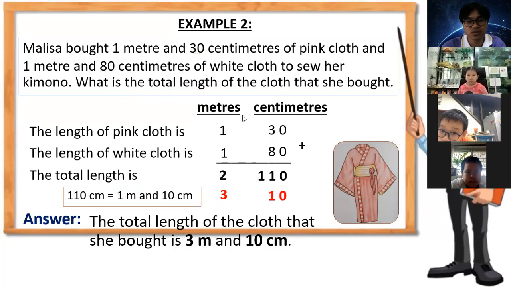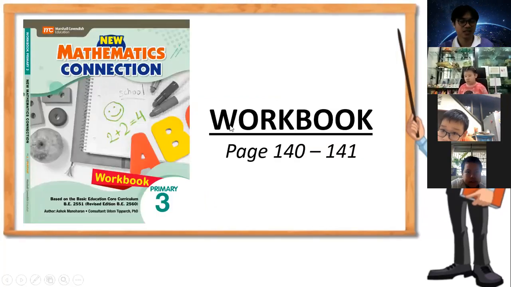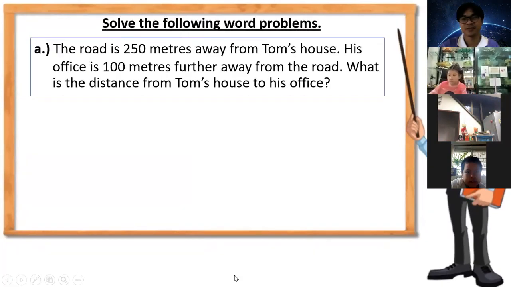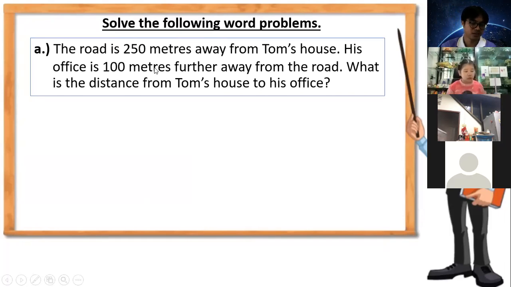Next, let's go to your book, page 140. There are 4 word problems here. Let us try to solve this one. Letter A. Mini, can you read problem A, please? The road is 250 meters away from Tom's house. His office is 100 meters further away from the road. What is the distance from Tom's house to his office? Okay, very good. Thank you, Mini.